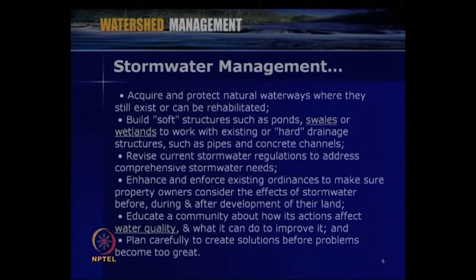Soft structures in stormwater management are generally ponds, swales or wetlands. They can appropriately collect the stormwater, and it will be automatically treated, like through sedimentation and treatment within a wetland. Or we can go for hard structures, where we collect all this stormwater through pipes and channels, and then give appropriate treatments.